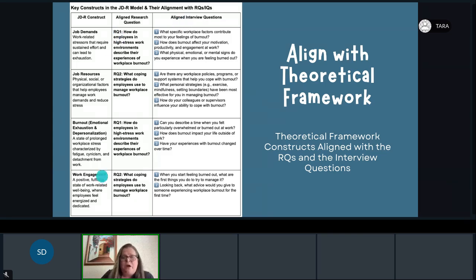And you can see them on the left: job demands, job resources, burnout, and work engagement. And I want to align these 4 constructs to my RQs and my interview questions so that I know that everything is in perfect alignment. Thus, the data I collect is aligned to the 4 constructs. It's aligned to the research questions, okay?